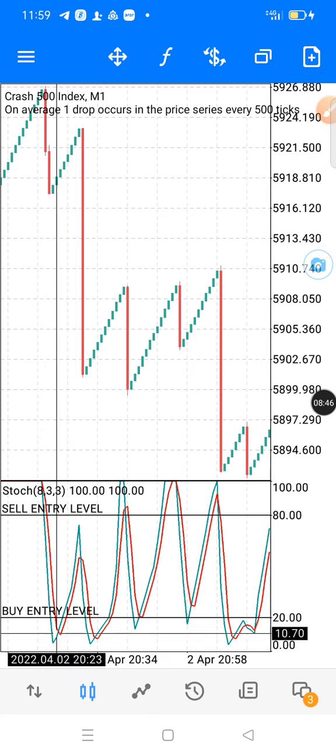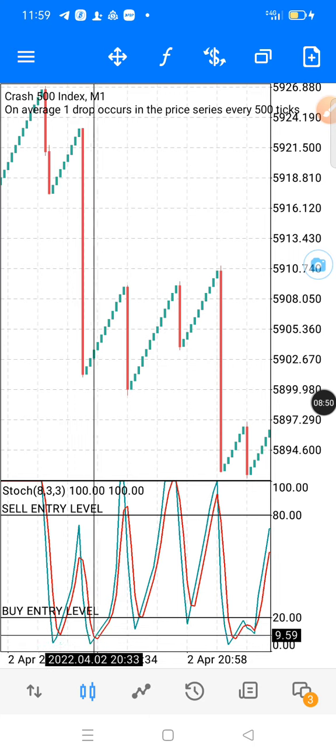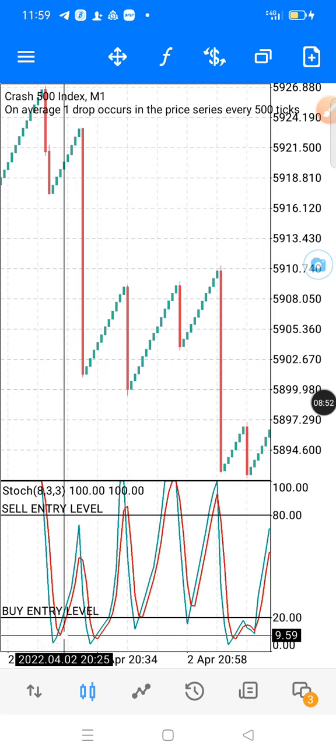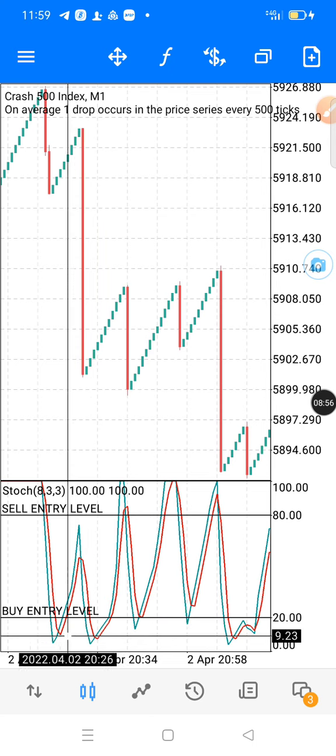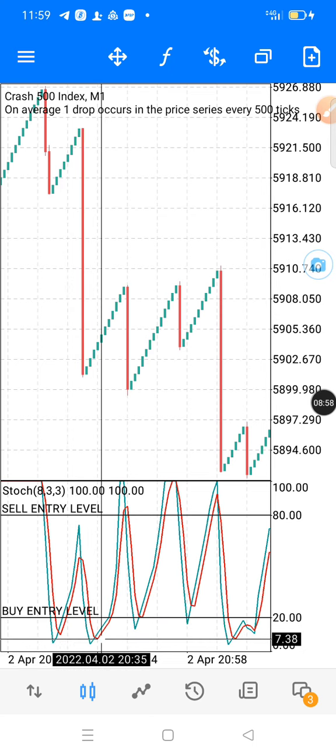Okay, you check that, and then you know that there's a cross. You go in, you see at this level there's another cross, you go in. That is you making two entries in less than 30 minutes.